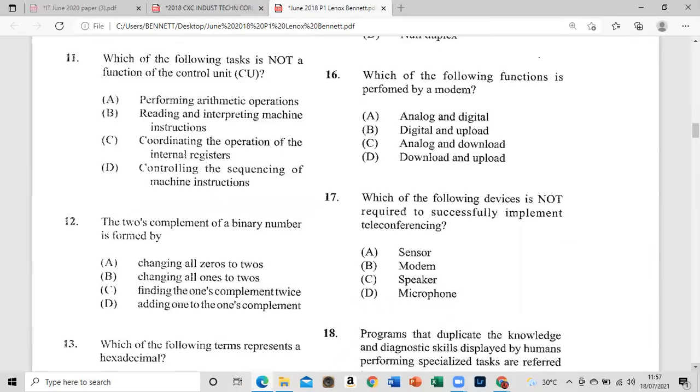Which of the following tasks is not a function of the control unit? Is it performing arithmetic operations, reading and interpreting machine instructions, coordinating the operations of the internal registers, or controlling the sequence of the machine instructions? It's actually A, performing arithmetic operations. So number 11 is B. Let's move on to number 12.